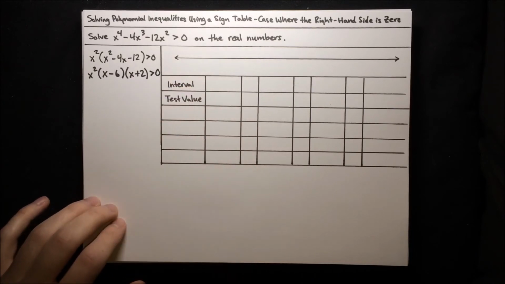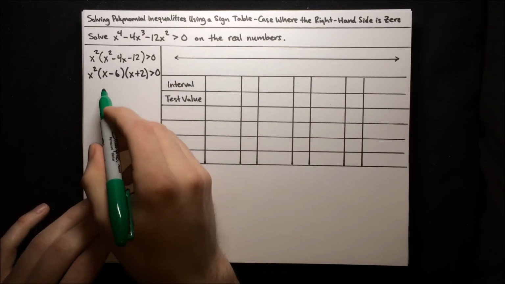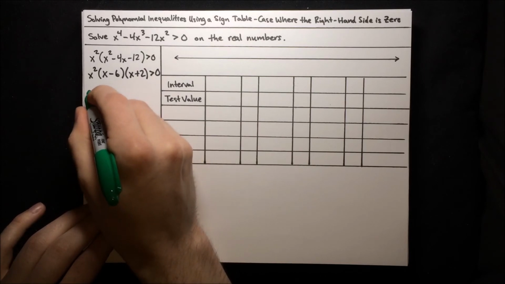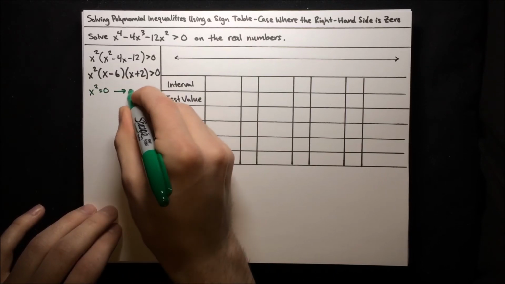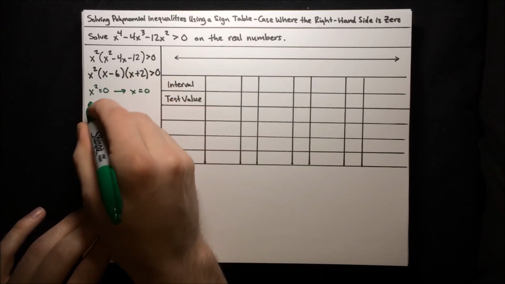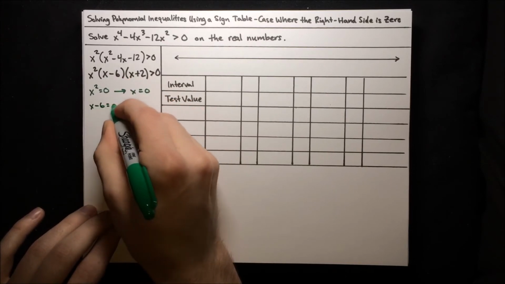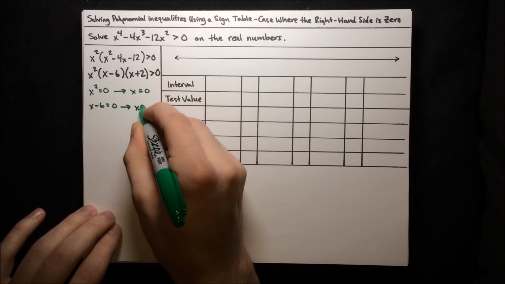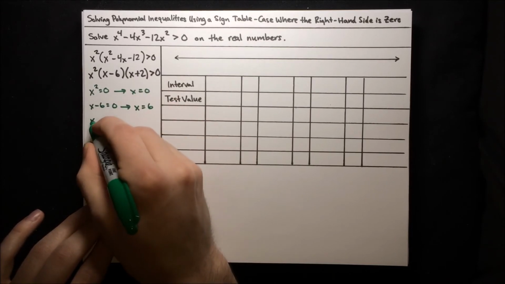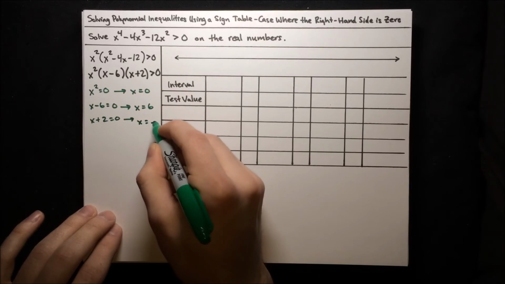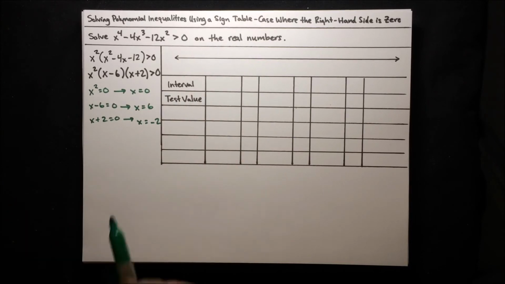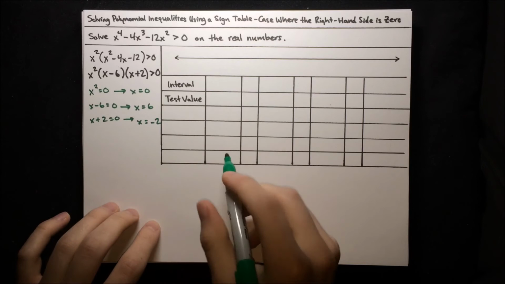Okay, now we're ready to find the roots here. Using our zero product property, either x squared equals 0, which just means that x equals 0, or x minus 6 equals 0, which means that x equals 6, or x plus 2 equals 0, which means that x equals negative 2. Alright, so now we've got our roots, and let's put them on our number line.